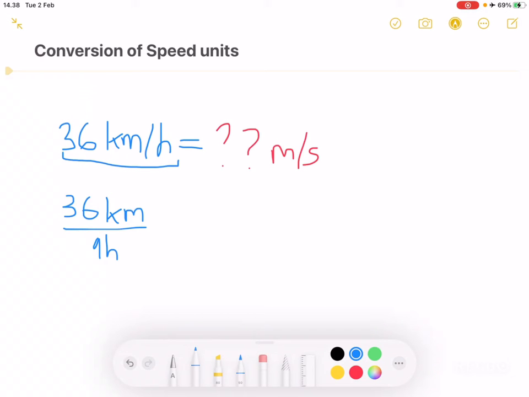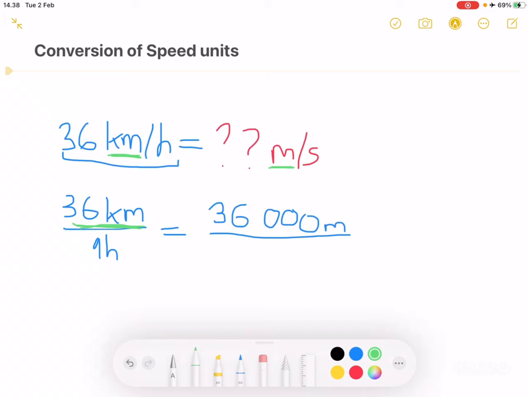And what you do is look at each unit. Looking at the units of the distance, you may ask yourself, how many meters is 36 kilometers? Well, you can just multiply that by 1,000 because 1 kilometer is 1,000 meters. So you get 36,000 meters on the top.